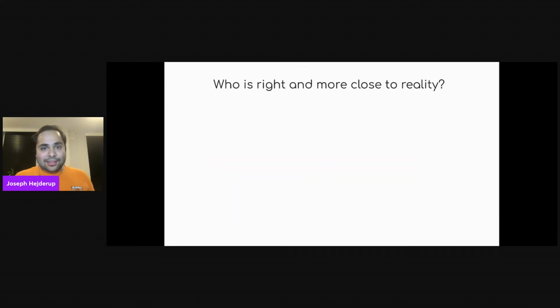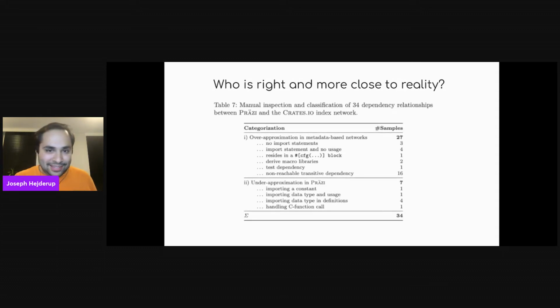Then the question is, who is actually right and who is closer to reality? I basically did a manual inspection and classified the reasons for 34 dependency relationships. Analyzing projects is of course very difficult, and you definitely get a big headache when you try to look into other projects that you don't really know.